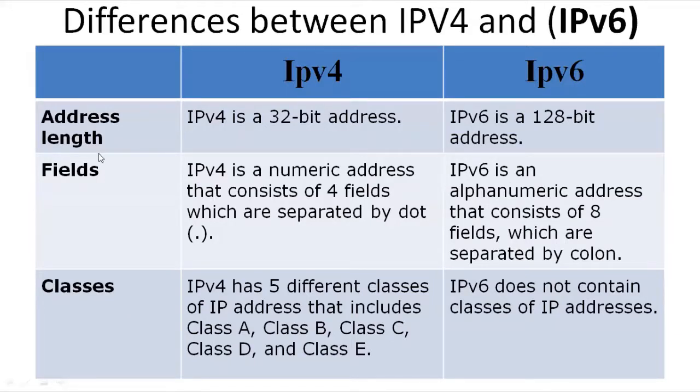If you come to the fields, how can you represent them? In IP version 4 the address is represented by dots, dotted notation. In IP version 6 it is represented by colons. Then classes: IP version 4 is divided into 5 classes, A, B, C, D, E, and IP version 6 does not contain classes of IP addresses. Why? Because 2 power 128 addresses are there, and it is very difficult to divide them into classes.